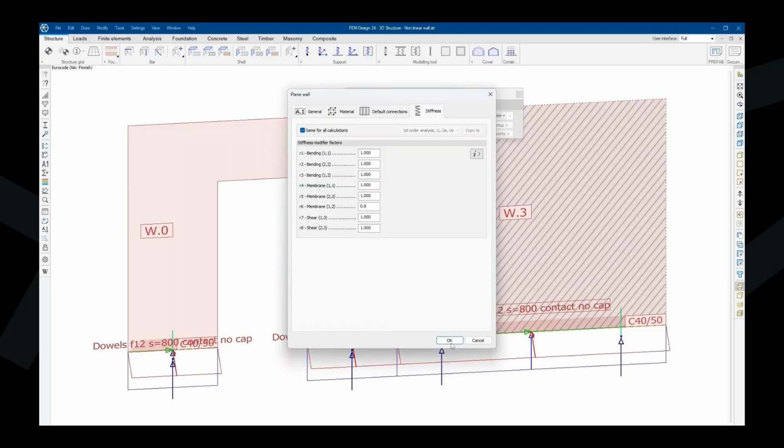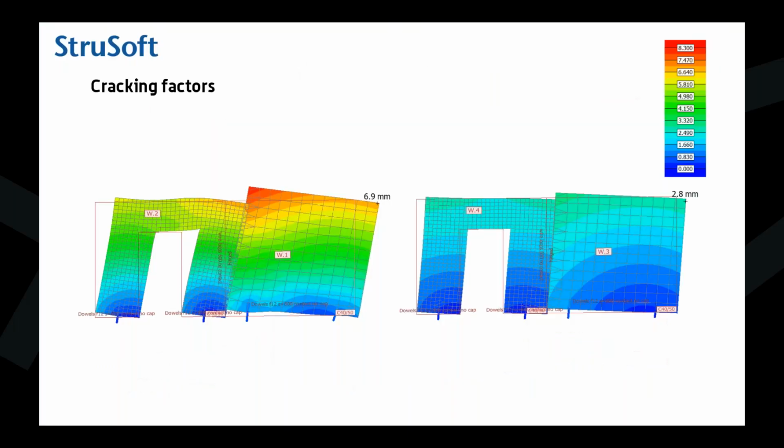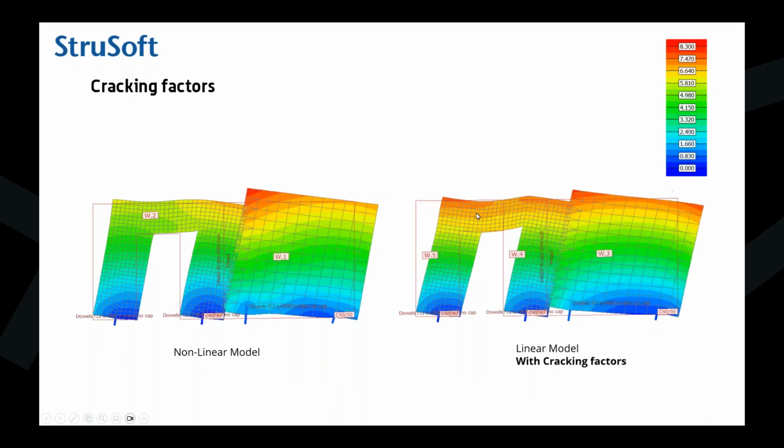So now I can use a linear model and roughly get the right results out of the system. If this is the initial state, the linear model without cracking factors, and if we apply cracking factors, we can pretty closely match the nonlinear model without the calculation penalty.